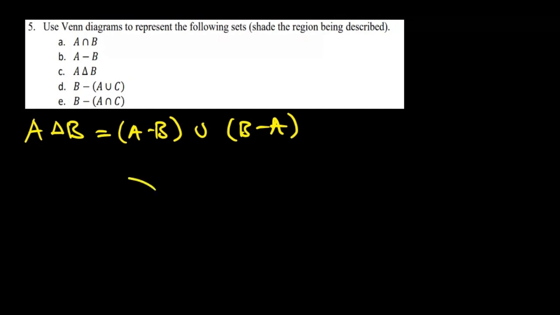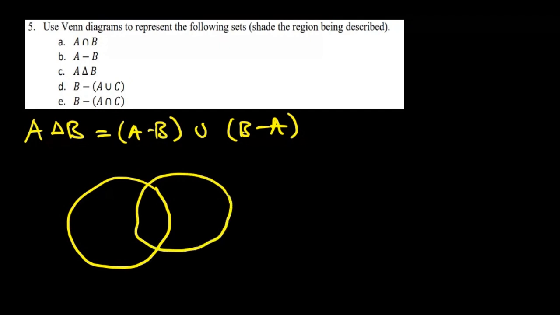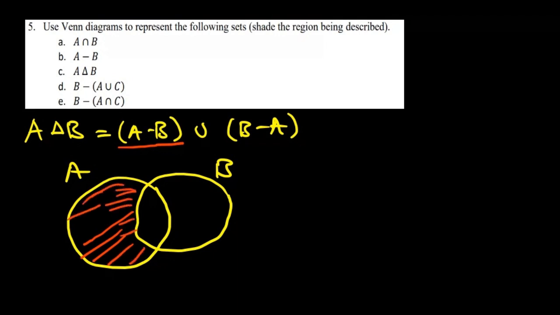So if I have two circles, A, and then I have B. So this is our B, and then this is our A. So what this symmetric difference is telling us is that I shade the part of A that is not in B. So the part of A that is not in B is this part here. That is the part of A that is not in B.